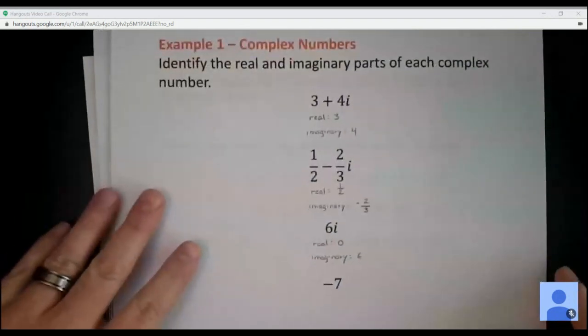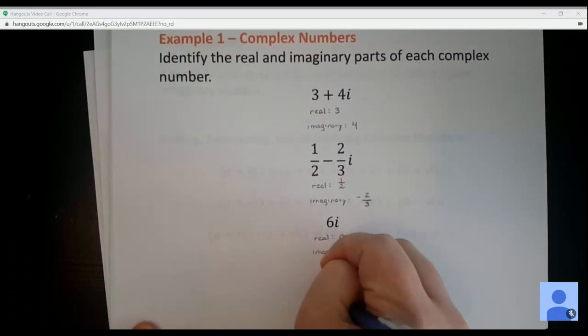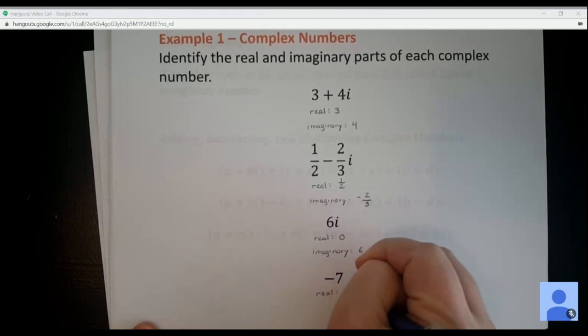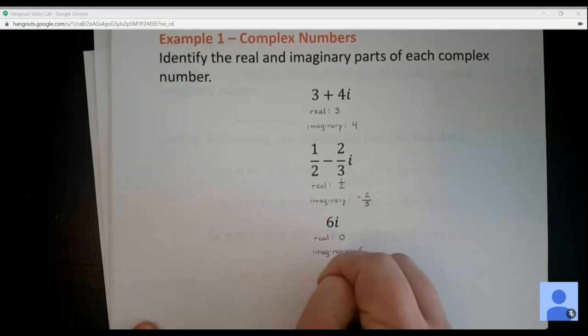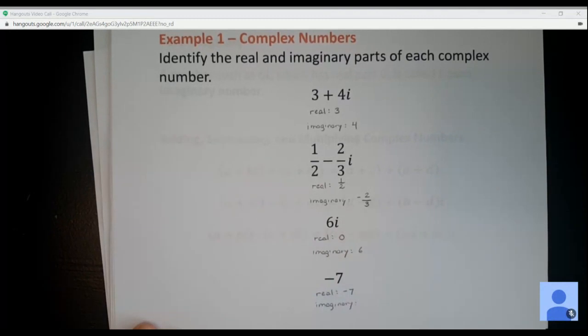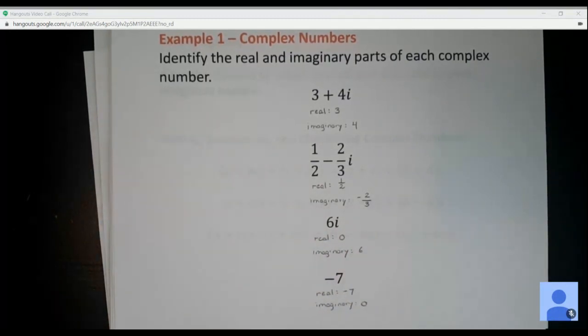And then our last one down here, -7, what's going to be the real part for -7? Good. So -7 is the real part. What's the imaginary part then? So since there is no imaginary part, we're just going to say the imaginary part is 0 this time. Any questions on any of those now? Just identifying real and imaginary parts of complex numbers.